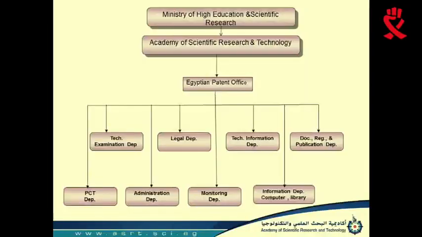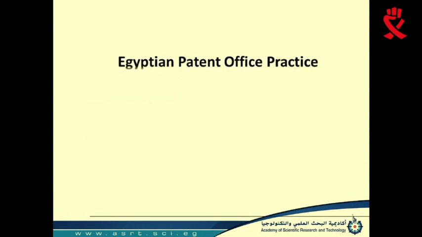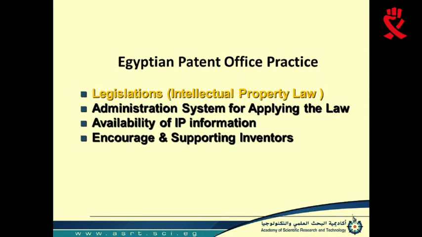So, first, let's go. The Egyptian Patent Office is under the Ministry of Higher Education and Scientific Research. It has many departments. What do we do at the Egyptian Patent Office, what is our approach? We do the legalizations, the IP law. We have an administrative system to apply the law, and we should make the IP information available, and we also encourage and support inventors.